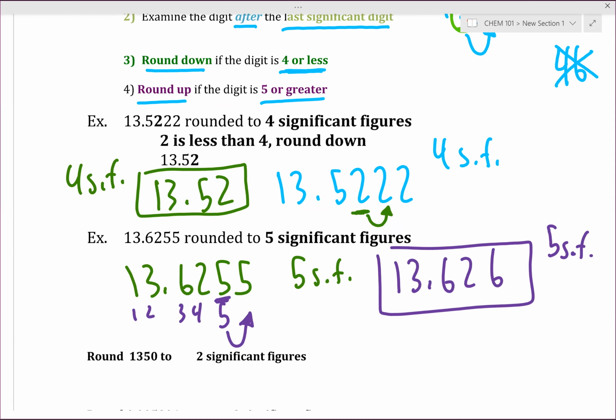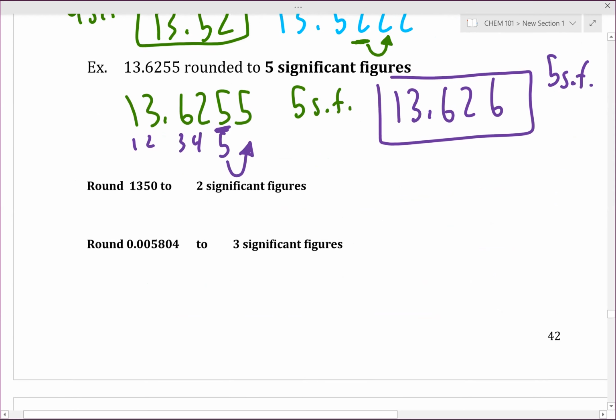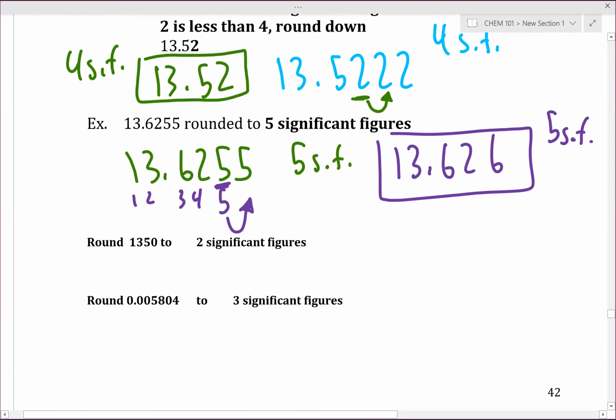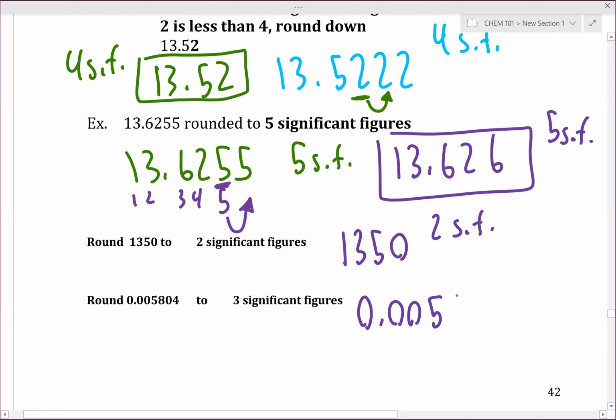Okay. So I'd like you now to attempt the following 2 examples and round the following 2 numbers to the indicated number of significant figures. So in this first case, I want you to round 1,350 to 2 sig figs. And in the second case, I want you to round 0.005804 to 3 sig figs. Take a moment to work on that, and then we'll come together as a group to discuss. Any questions?